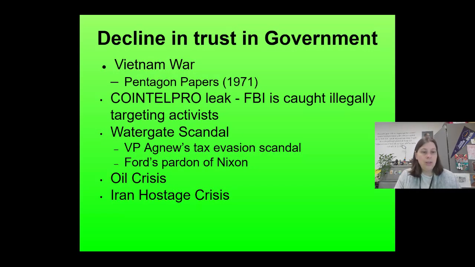We can't rescue our citizens from this country that a lot of Americans don't consider to be a very strong or formidable opponent as well. So all of those things are contributing to a decline in American trust in the government.